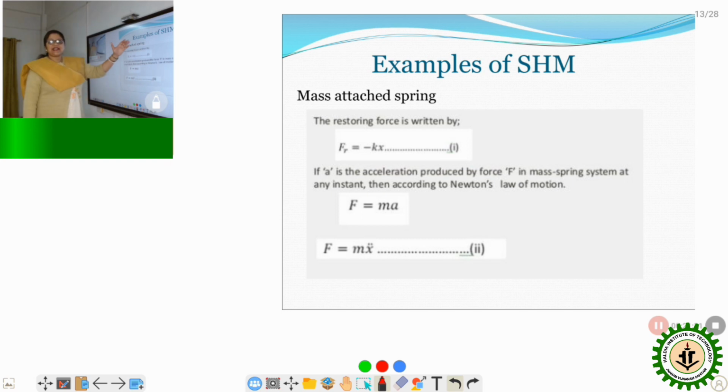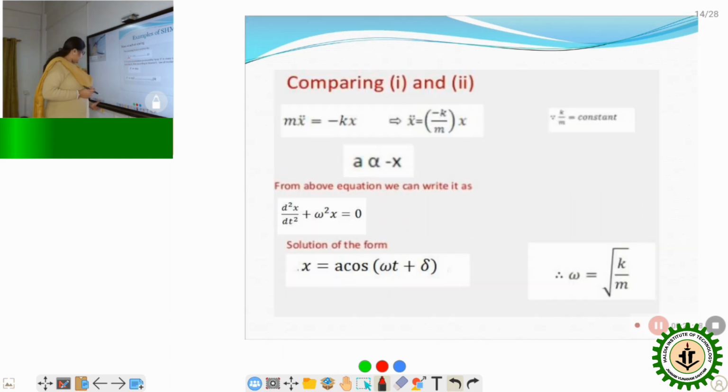Next, we have taken another example, that is a mass on a spring, and we know that it is a very easy one. F equals minus kx, which I already discussed. And what is this F? This F we can write as ma, that is mass into acceleration. If you put all the values on the left hand side, we will get again this type of expression, d2x dt2 plus omega square x equals 0. So this is the equation of motion for simple harmonic motion.